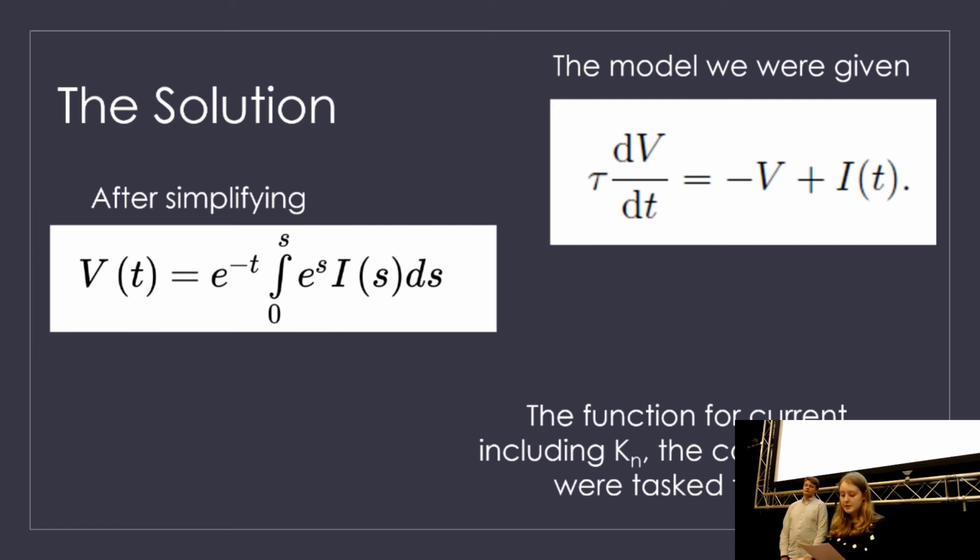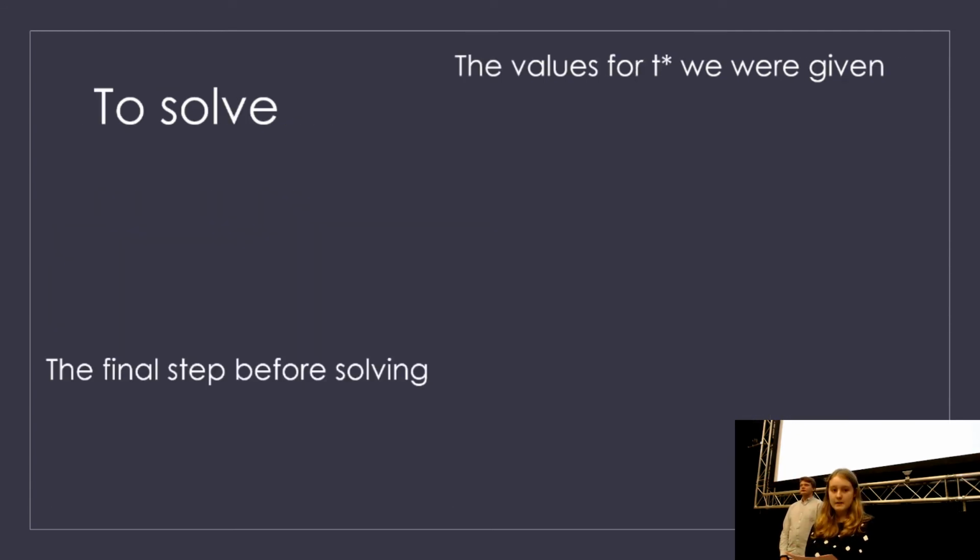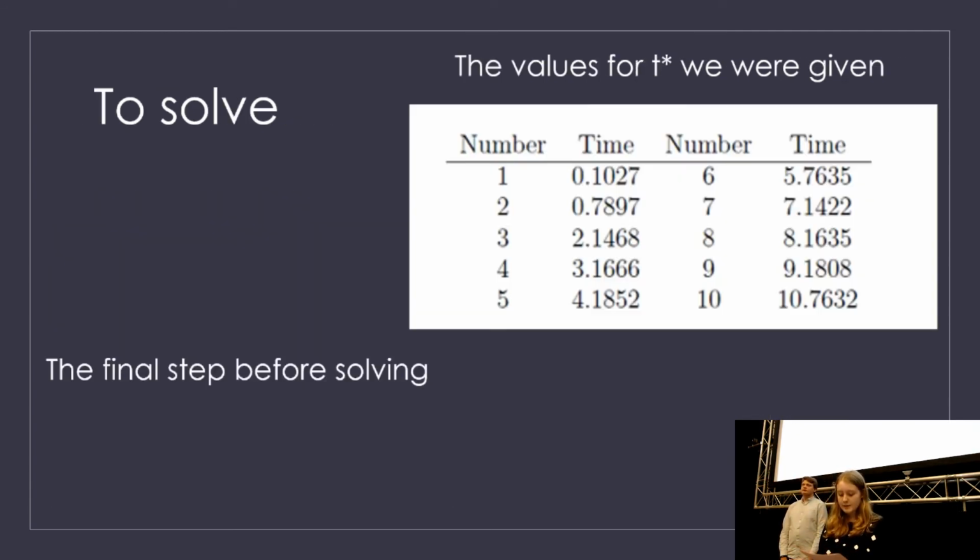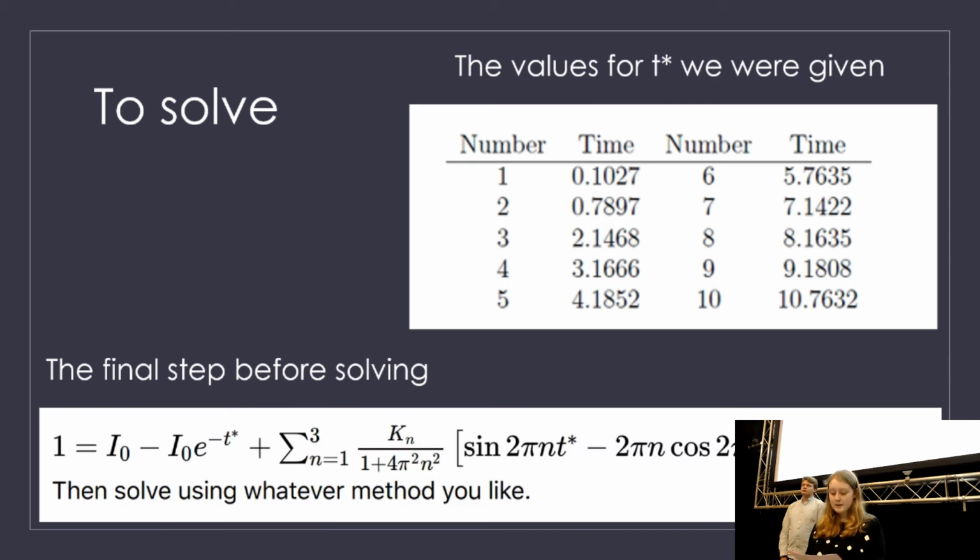Finally, we can substitute our values for t star, which we were given in the question, into our formula. To do this, we substitute one value and take away the same part, but with the previous t star value, to give us the difference between them. Doing this creates 3 simultaneous equations with 3 sets of coefficients for the 3 different constants. To make our lives easier, these simultaneous equations can be created by this code.